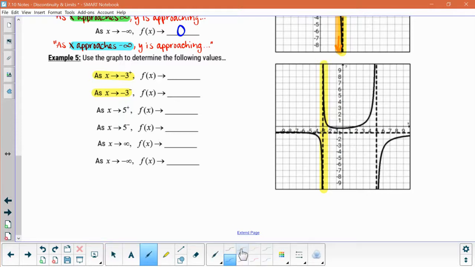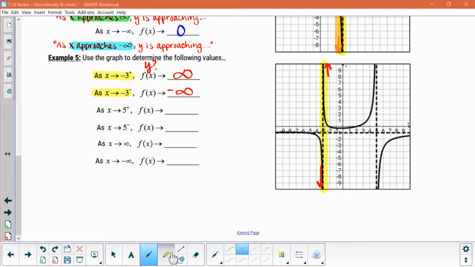to positive infinity. So positive infinity. Remember, we are interested in what are the y values doing. These y values will keep increasing and keep going up. Okay, as x approaches -3 from the left-hand side, my y values appear to be going down, and they will keep decreasing all the way to -infinity.